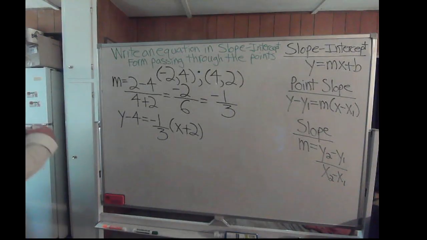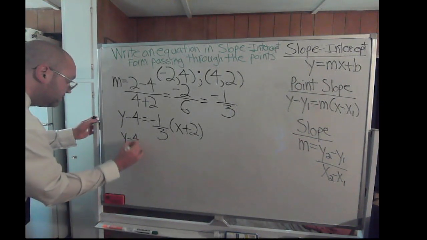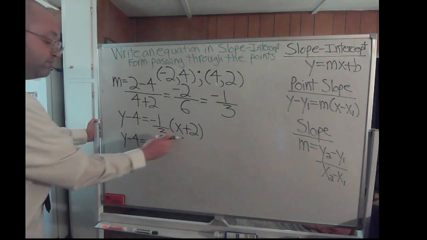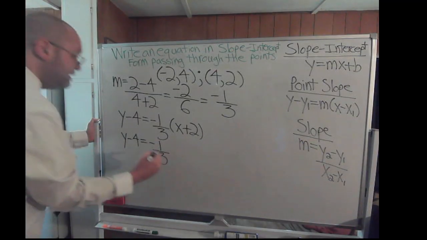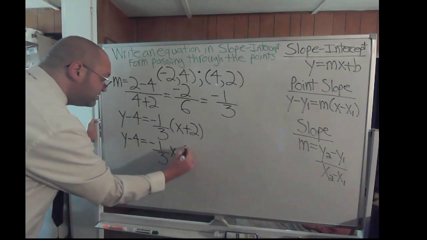Well, keep your y minus 4 on the left. Now let's do the distributive property on the right. Negative 1/3 times x is negative 1/3 x. Now you have negative 1/3 times 2. Well, that'd be minus 2/3.